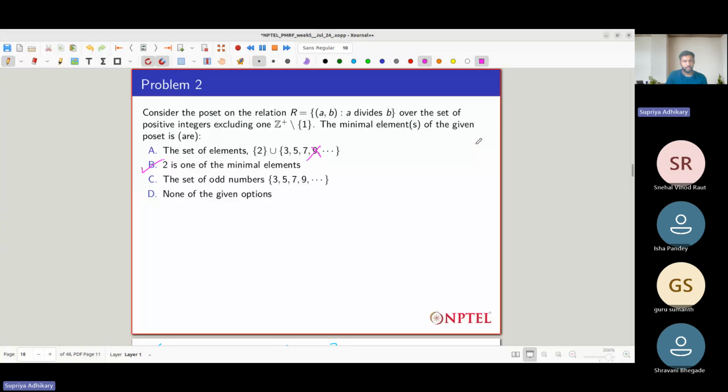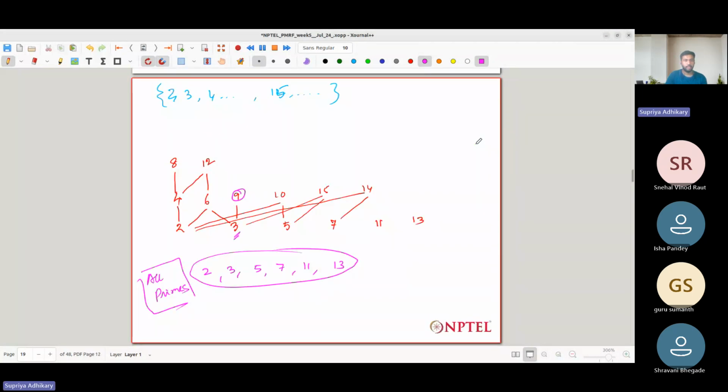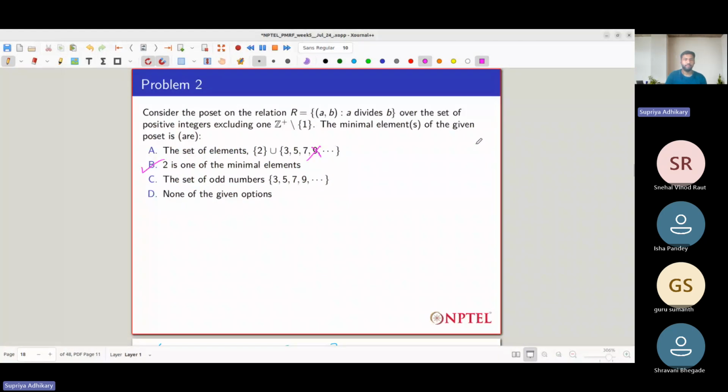The third statement is that the set of all odd numbers 3, 5, 7, 9, these are the minimal elements. But as you can see, these odd numbers like 9, 15 are odd numbers, but they are not minimal numbers. These are divisible by 3, 5, etc. So the set of odd numbers is definitely not the minimal numbers. And since we have seen that statement B is true, so B is definitely not true.